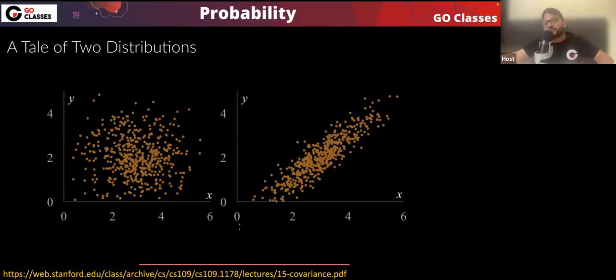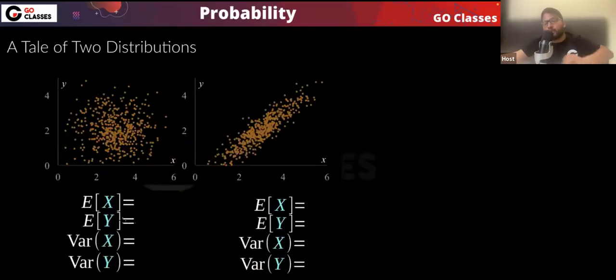Here, for the first data set, suppose I calculated a few quantities. I calculate the expectation, which means the average of all the x values and the average of all the y values. I calculate the variance of only x, along the x-axis, and the variance of only y, along the y-axis. After all of this exercise, for data set 1, I'm getting these quantities.